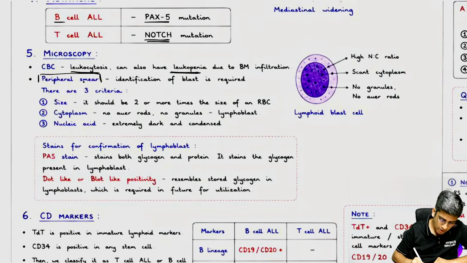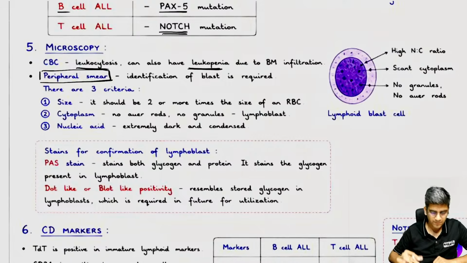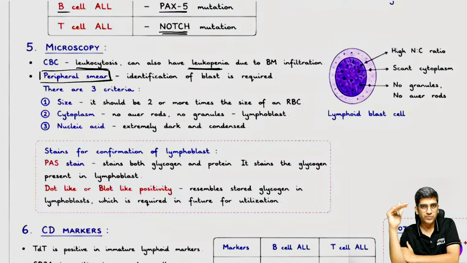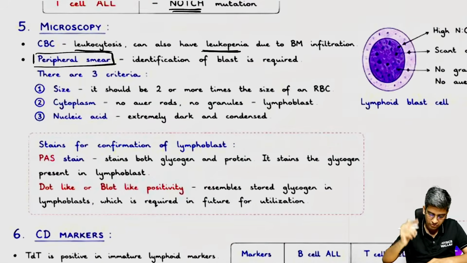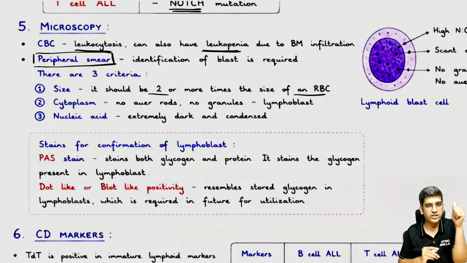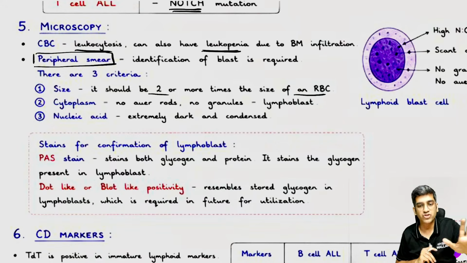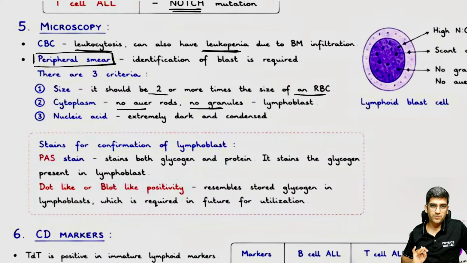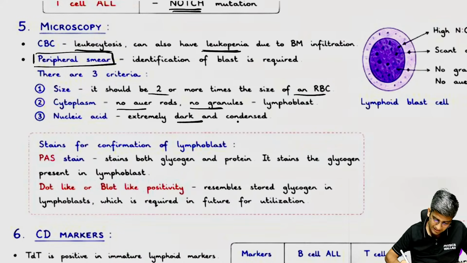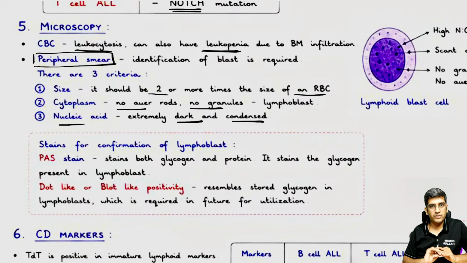Then peripheral smear, how do you know it's a blast? It's a three-step process. The first one is I look at the size. Size should be at least 2 times or 3 times more than the size of an RBC. That is the most important criteria, right? 2 to 3 times the size of an RBC. That's the first criteria to say it's an immature cell. Second, to say it's a lymphoid immature cell, there should be no Auer rods, no granules. I think of a lymphoblast. Third, the nucleus of a lymphoblast is generally darker compared to a myeloblast. They have more dark and condensed chromatin than a myeloblast, right?